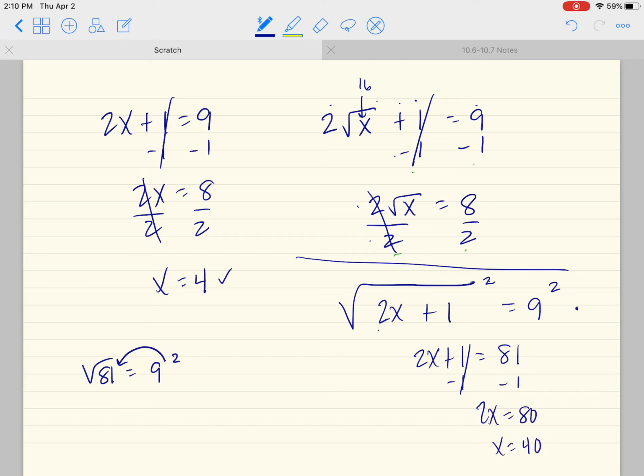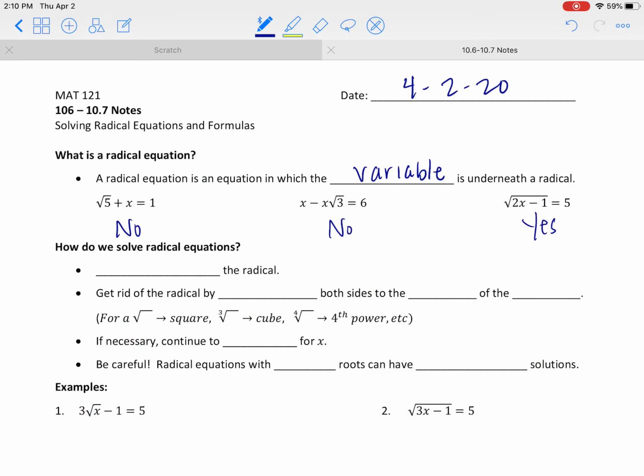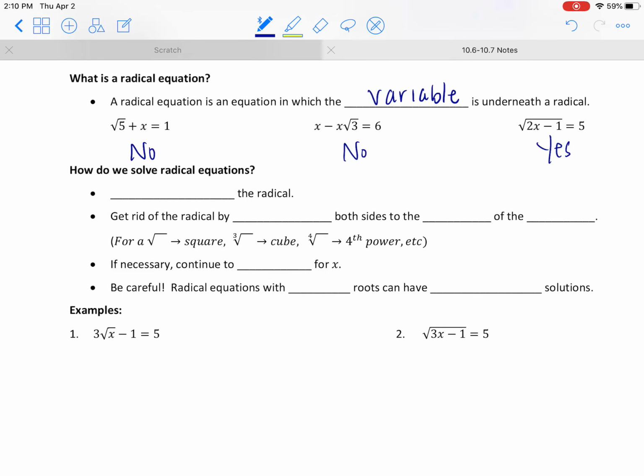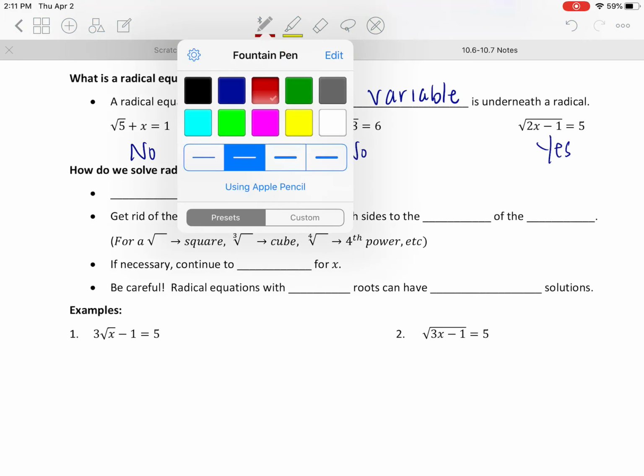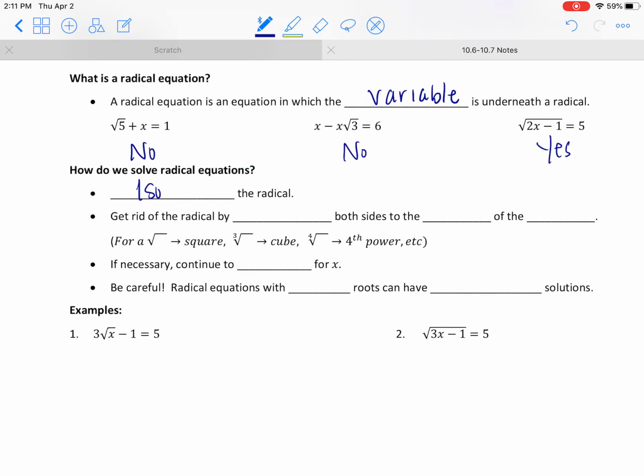And then once the radical is gone, the 1 and the 2 are no longer trapped. Then we could continue to solve for x. So 2x would equal 80, and then we would divide and say, okay, x equals 40. Okay, so back to our notes here.